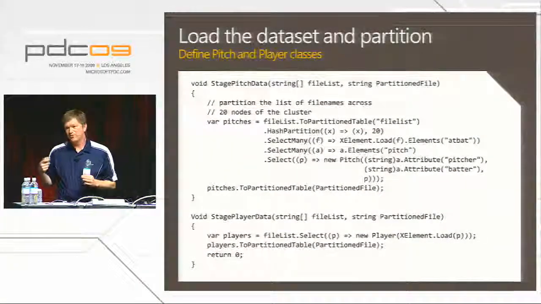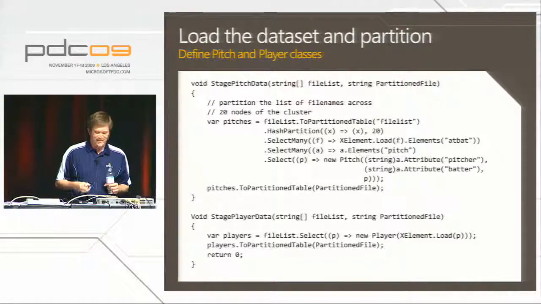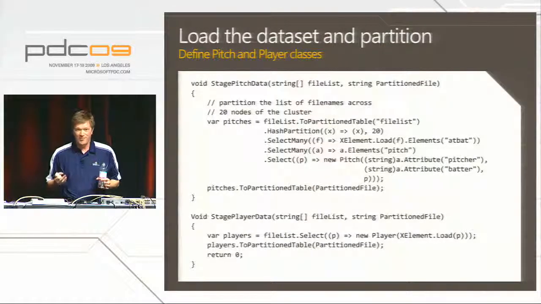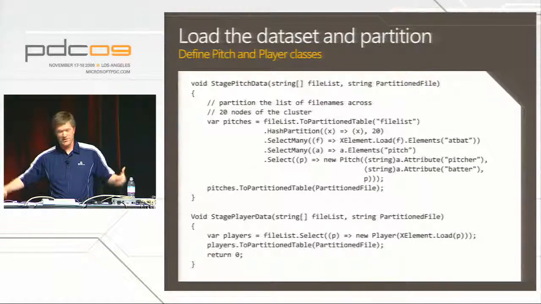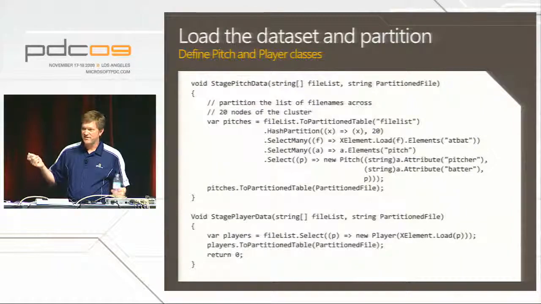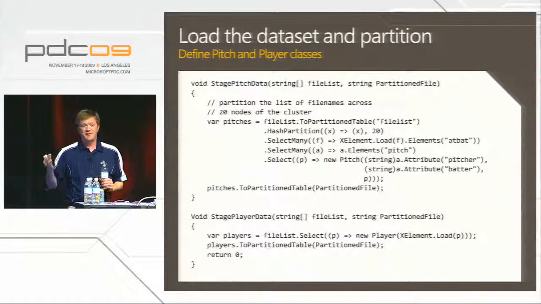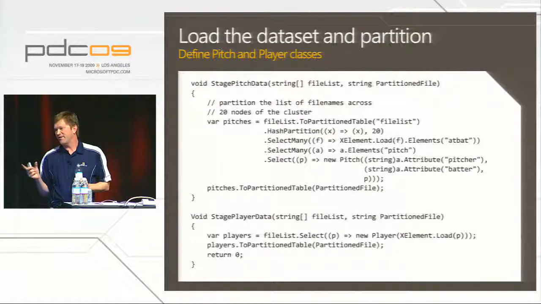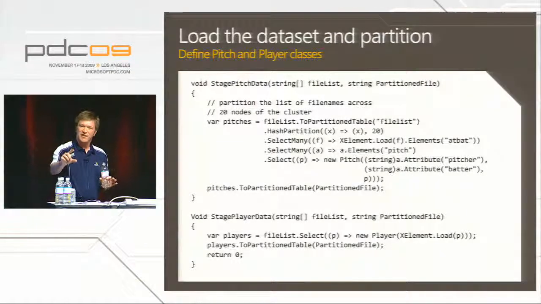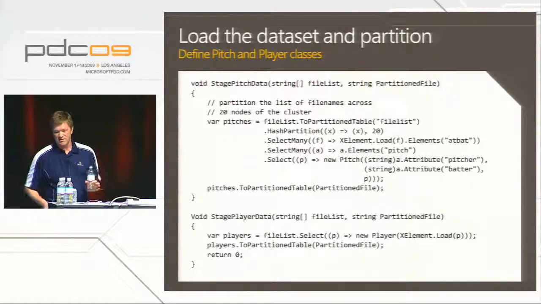So this is the first thing we want to do: stage the data. In this case, I've got a list that was input. It's a list of 47,906 XML files. And I don't want to have one machine process all those files. I want to split that file processing across my cluster. So I've taken the file list and turned it into a partitioned table, and I've done an explicit hash partition on that table. What that's going to do is, for every file name, call GetHashCode on it, figure out which machine we're going to send that file to, and create a partitioned table chunk on that machine. So now we've got that data spread across our cluster.